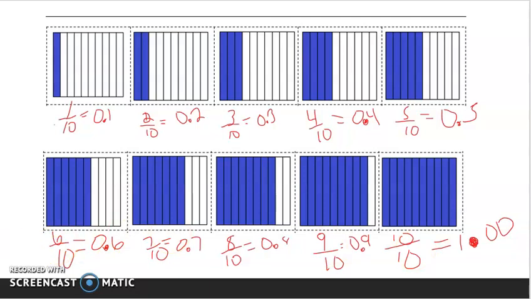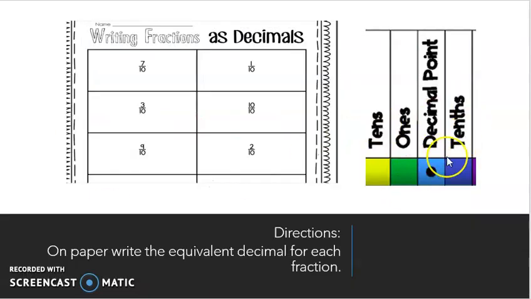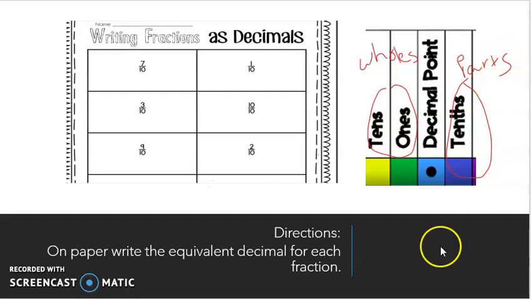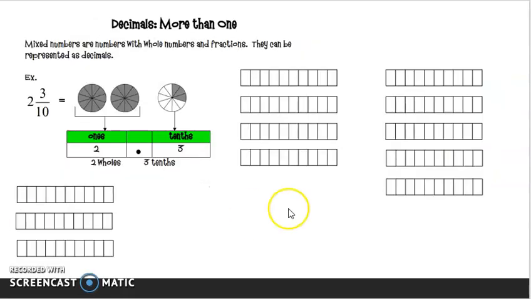Real quick, I want you to look. I'm going to switch over to this slide. Here's our place value chart. Notice my decimal point. My tenths are on the right side, and my ones, tens, hundreds, like the regular numbers that you've learned forever, those are on the left side of the decimal. These are the wholes. These are where the wholes are. And this is where the parts are. Okay? All right.